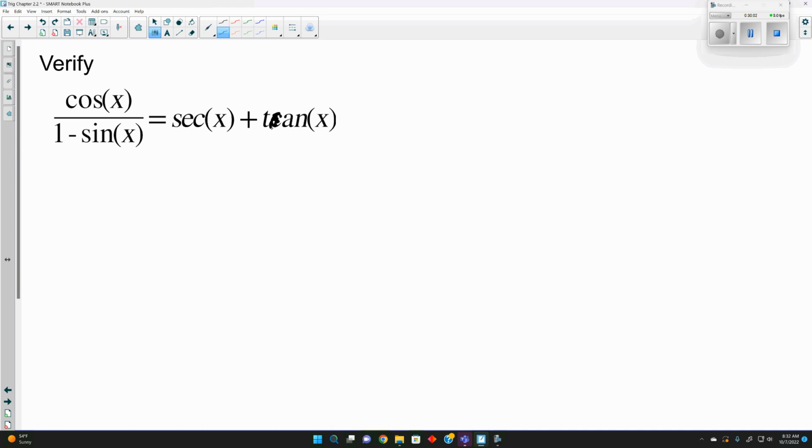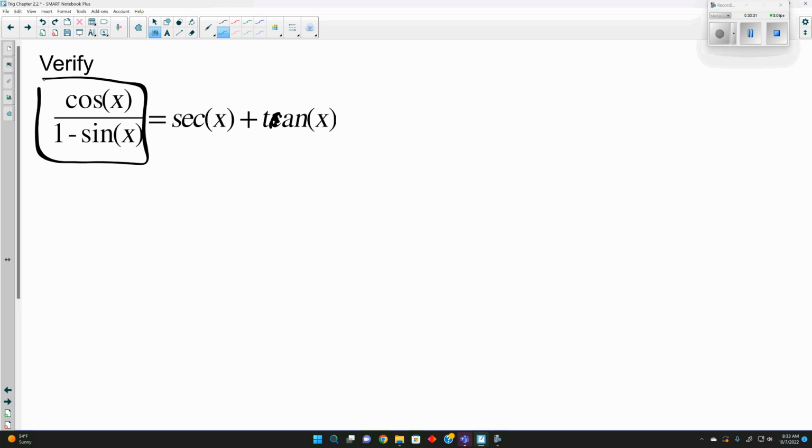Now, for me, I can't see too much that we can do with the cosine over 1 minus sine of x, because a lot of our identities, the main ones we use, are the Pythagorean identities. And all of those deal with having something squared, yes? So I would look at this side over here, secant and tangent. Well, everything on our left side is all in the form of sine and cosine, yes? So let's get the other side there.